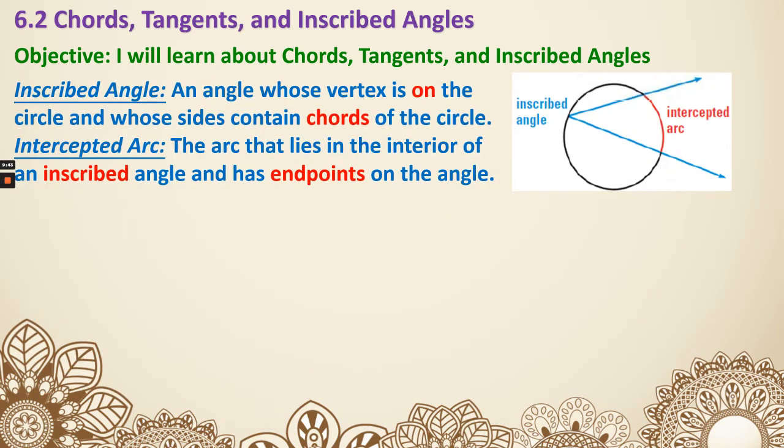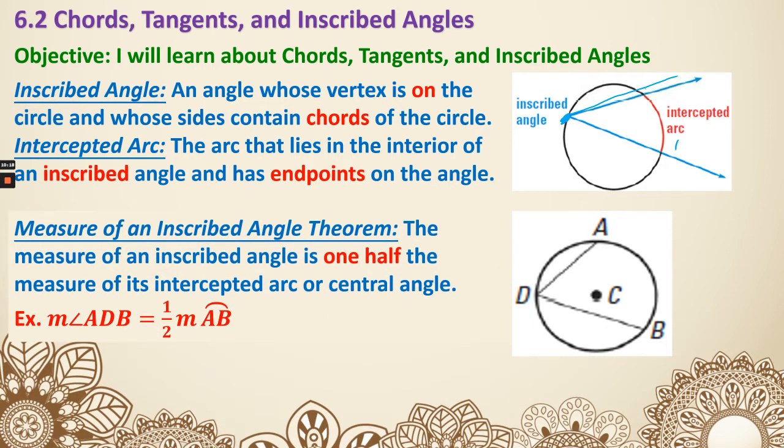Next, inscribed angle. Inscribed angle is something we kind of have defined already. It is an angle whose vertex is on the circle and whose sides contain chords of the circle. Basically saying if there's a point on the circle and you just send out two random chords and extend them, you are going to intersect with the arc, and that part is going to be called the intercepted arc. So intercepted arc, again, the definition: the arc that lies in the interior of an inscribed angle and has its endpoints on the circle. Next, measure of an inscribed angle theorem.